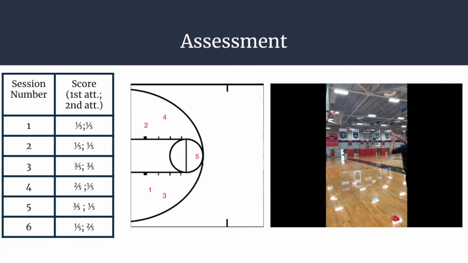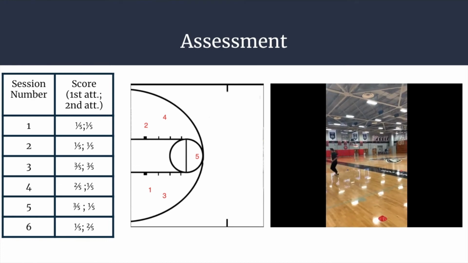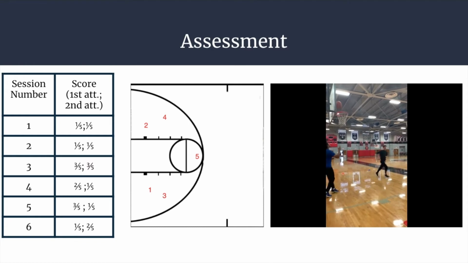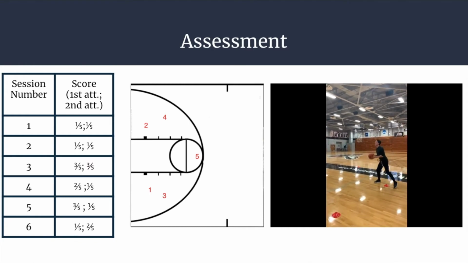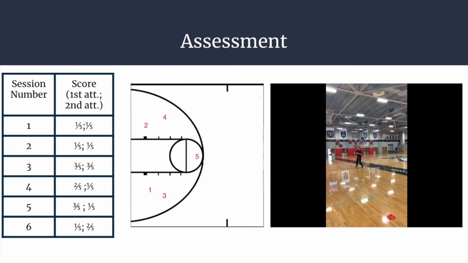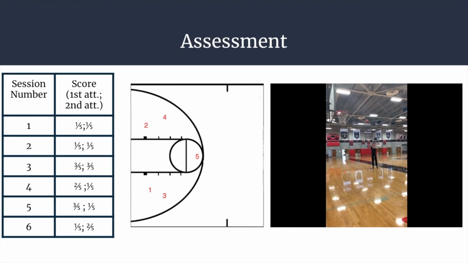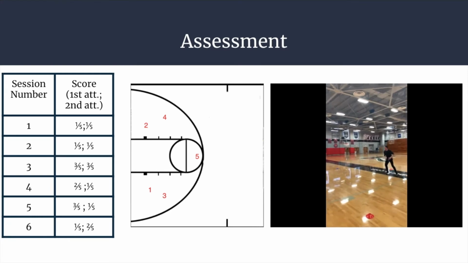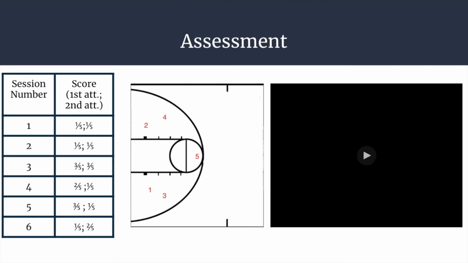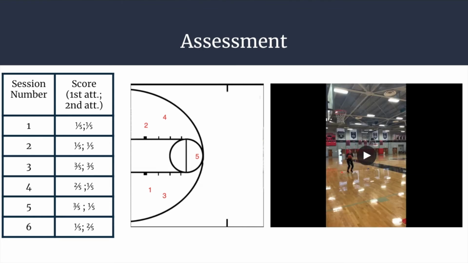For an assessment, we used the 5-spot drill. On my right is a video of Tristan completing this 5-spot drill. He would shoot at one spot and then move to the next as I passed him the ball. On the far left, you see a table of the session number and the score for both attempts in each session. As you can see, the number of makes do not correlate with the increase in session number.